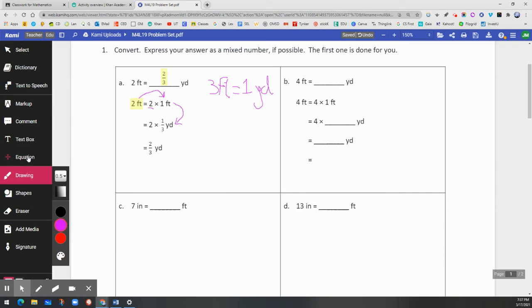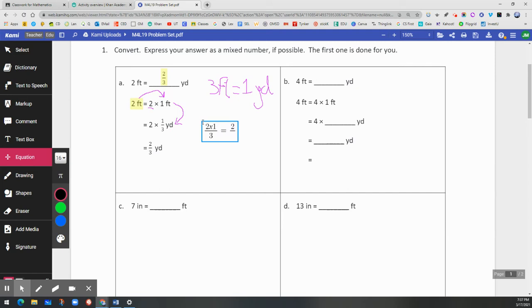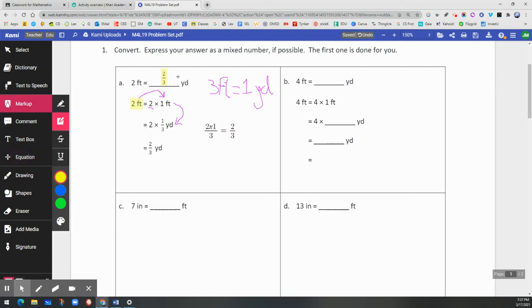Once you do that, what they don't show is this part, where you multiply 2 times 1 over 3. That's the part they do not show. So 2 times 1 equals 2, and the 3 is just the denominator. The answer has to be in yards because that's what they're requiring in the beginning. That's why 2/3 is the answer on this problem.